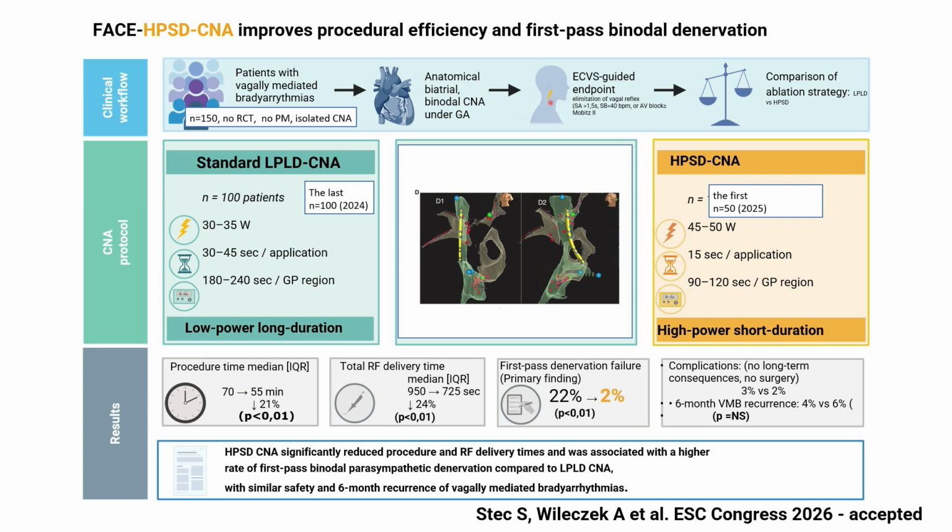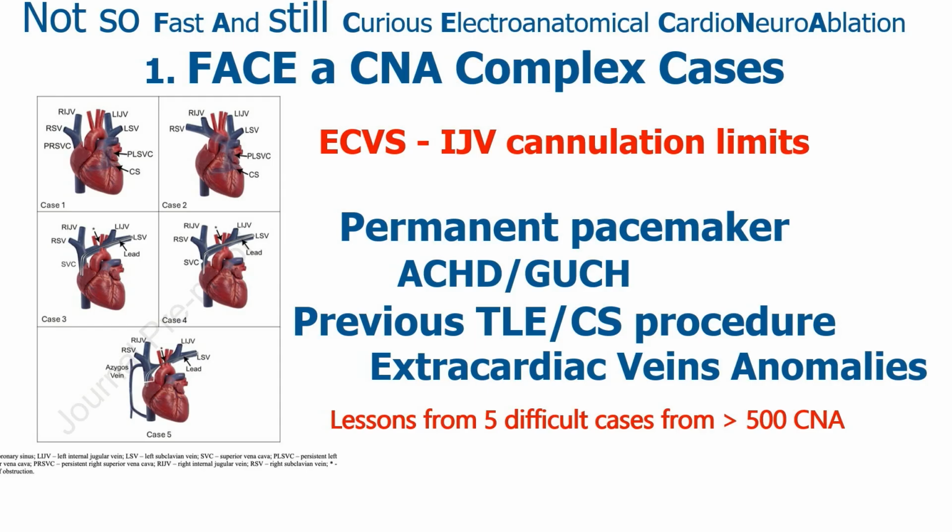And decrease the radio frequency time. And the most important is decreasing the time of procedure, the first pass binodal denervation, assessed by bilateral vagal nerve stimulation. So we really have a high rate of binodal first pass denervation. And there was a similar recurrence rate during the 6-month follow-up. So this is a high power short duration approach, and it will help you.